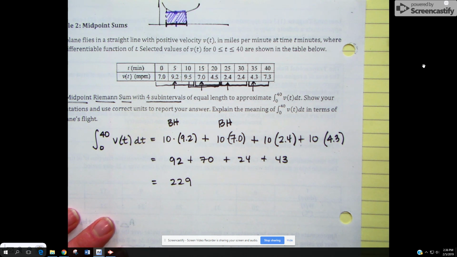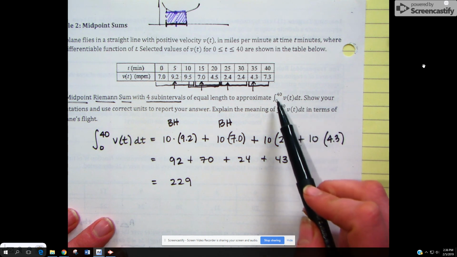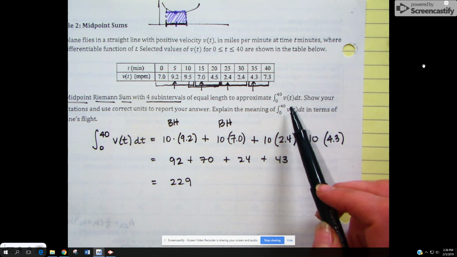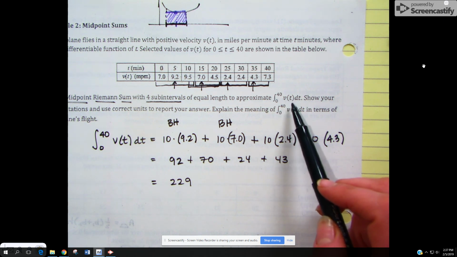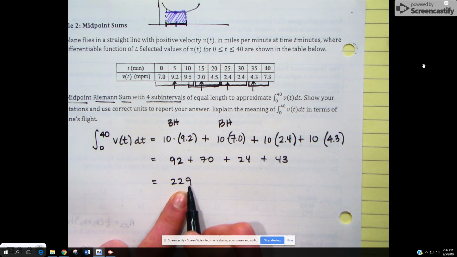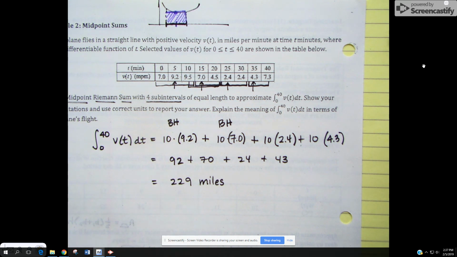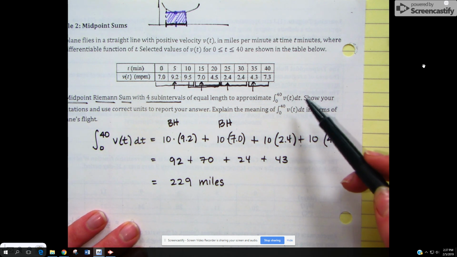So if you remember something called the net change theorem, every time you're measuring the integral of a rate of change, then you're getting the change in whatever it is you're measuring. Since velocity is a change in the measure of distance, then this is 229 miles, right? It'd be the change in position over the first 40 minutes. Or you could have memorized this. This is just your displacement function, right? So that would also work.